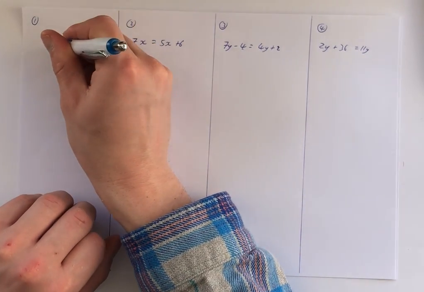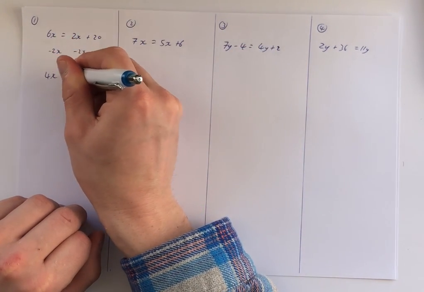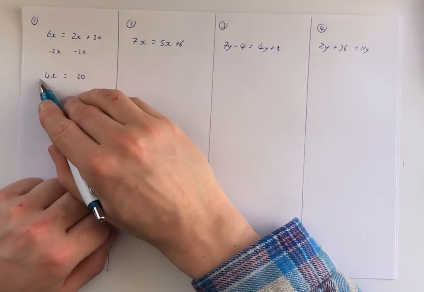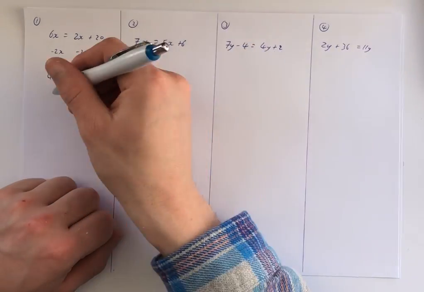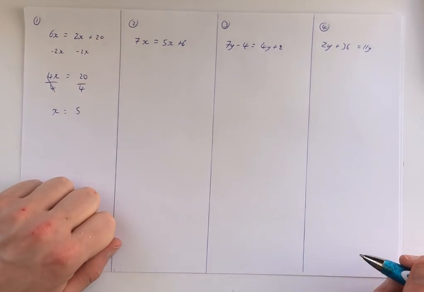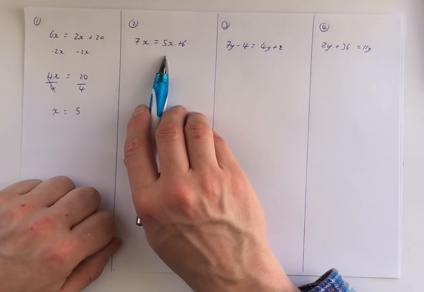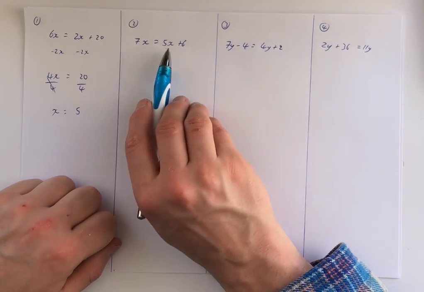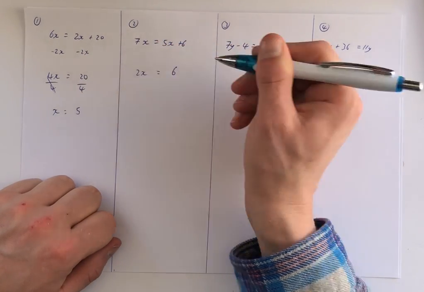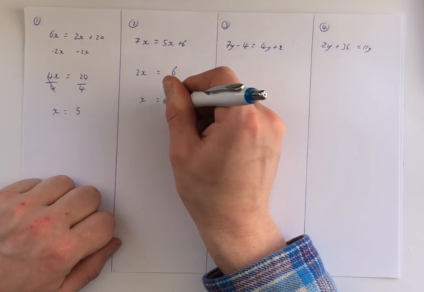So what would happen here if I subtracted 2x off both sides? I'd be left with 4x on the left, no x's on the right, equals 20. 4 times what is 20? 5. Or just divide both sides by 4. x equals 5. Hopefully you could pause the video now and try this one. Okay, before I do it, subtract 5x off both sides. 2x is now equal to 6. So x is equal to 3.